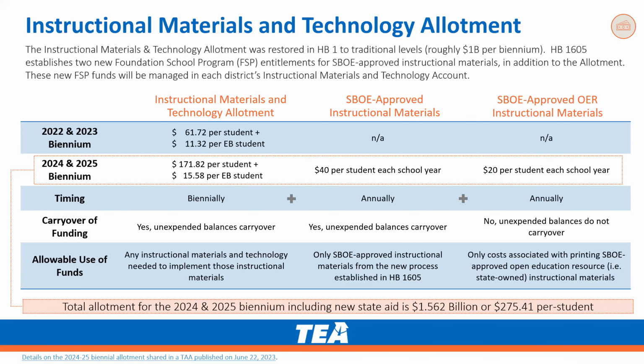So what does that mean for you all, bottom line? It's that the total allotment for the 24-25 biennium, including this new state aid, is considerably higher than traditional instructional materials allotments. And these are entitlements that are now baked into statute, which is great news for folks who know that the cost of these materials has risen. Districts have asked, and the legislature has responded to provide more funding specifically for instructional materials and technology.